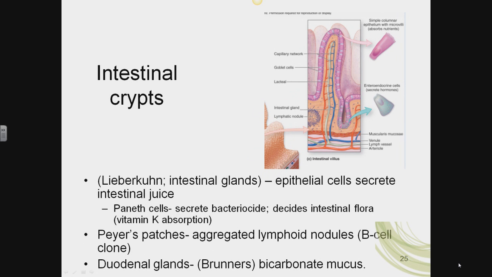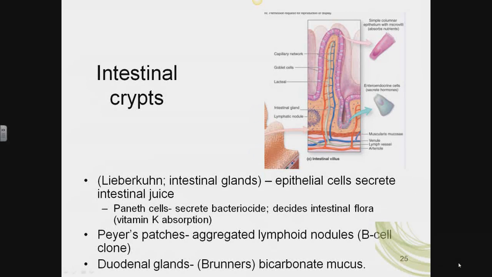Circular folds are best developed in the jejunum, or the plicae circularis, as I like to call them, and they're almost pretty much absent in the ileum. Additionally, villi are larger and more numerous in the jejunum. The number of goblet cells in the mucosa increases from the duodenum to the ileum due to the increased need for lubrication, as digested materials are absorbed and undigested materials are left behind.